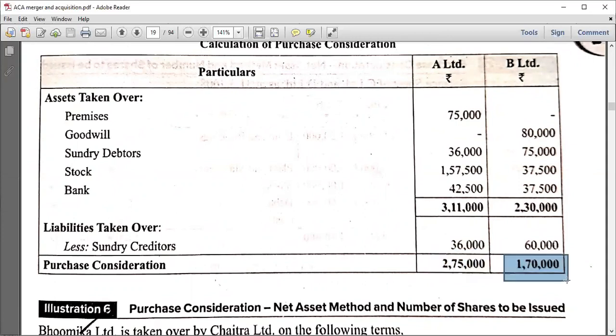Then you don't have to worry. When they ask us to calculate incorporation entries or closing entries, they might ask us to discharge of PC. But in this question, they have not given any information regarding discharge of PC. So the PC will be 2,75,000 and 1,70,000. So these questions are very, very important for calculation of PC. Okay, thank you.